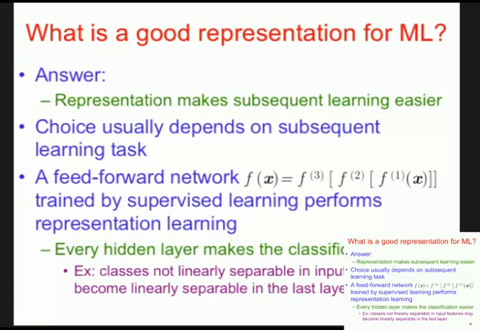So a feed-forward network, think of it, this whole thing, deep learning, is learning a function. Take an input, produce an output. Right? So it's the definition of a function. So a feed-forward network, f of x, can be written as f3 of f2 of f1 of x. X is input to f1, that goes on to f2, that goes on to f3, and that is your function. A feed-forward network trained by supervised learning performs representation learning. Every hidden layer makes the classification easier. Example, classes not linearly separable in the input features may become linearly separable in the last layer.